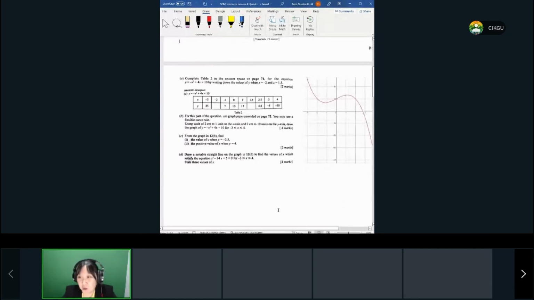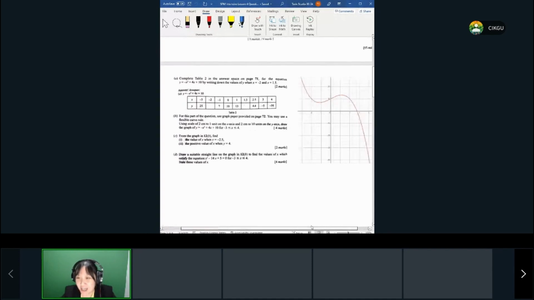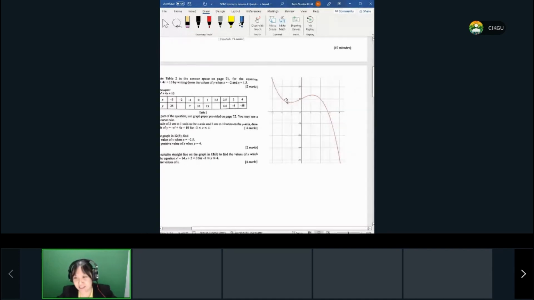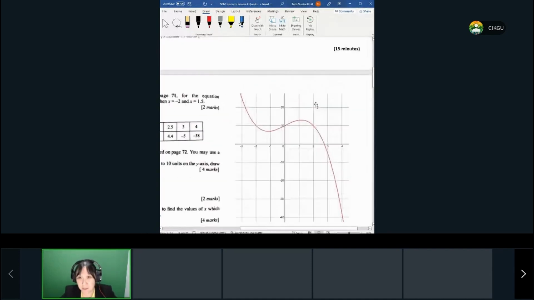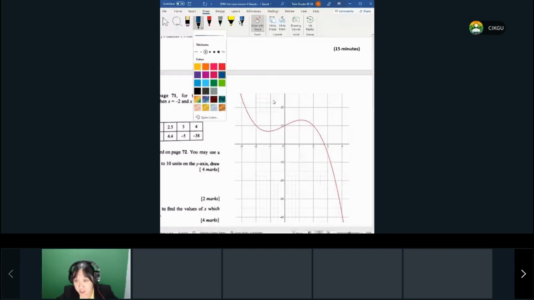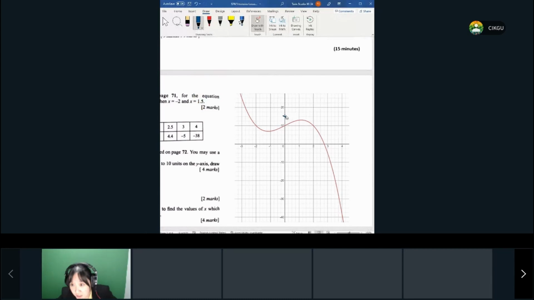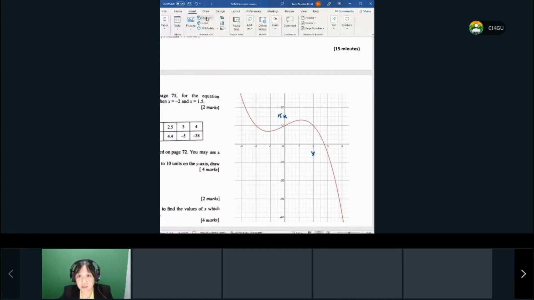Oh my god, where were we? Oh, luckily, never mind. I still remember the points. It was 0 and 15, which is right here, and then another one is 2 and negative 5, which is right here. So with 2 points, then we can draw a line.